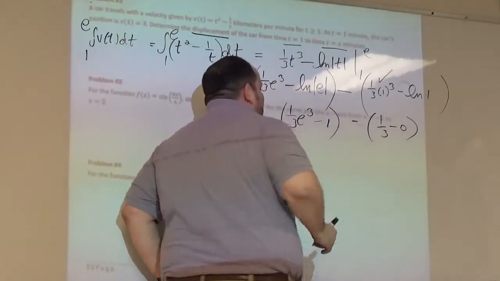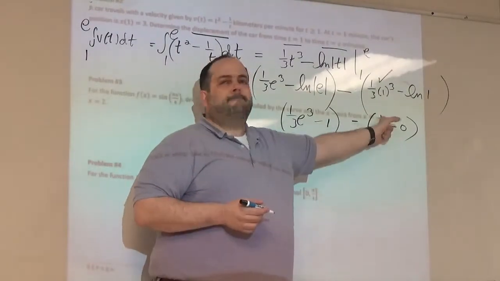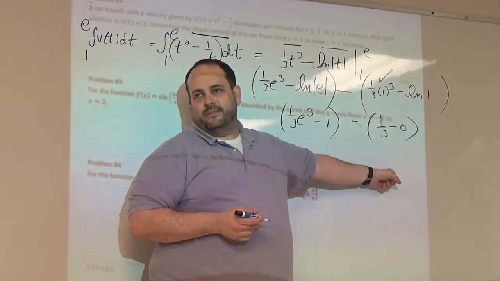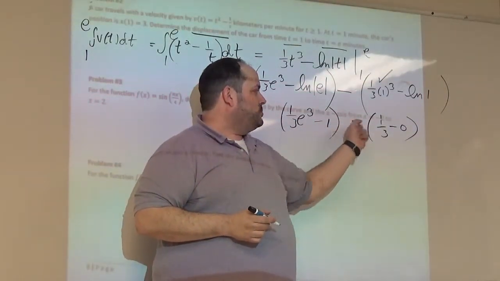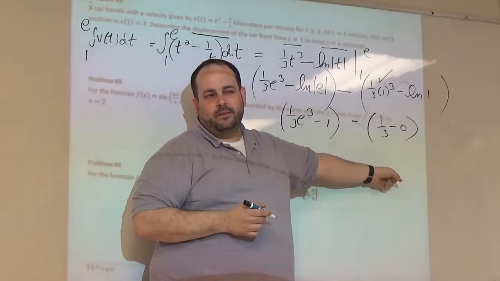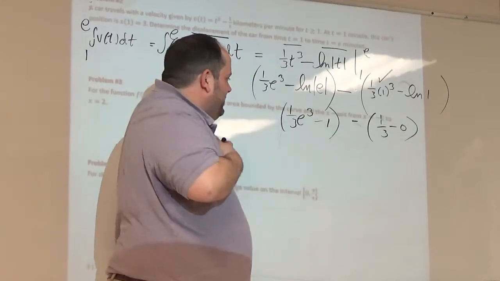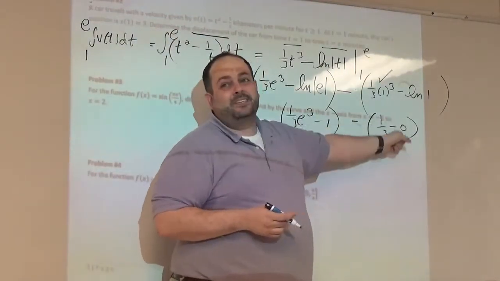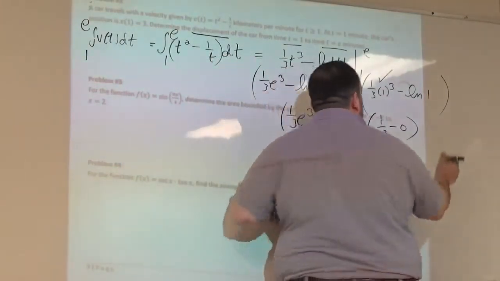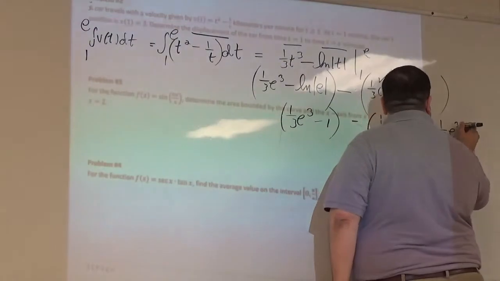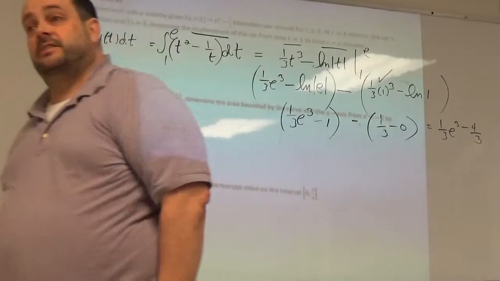Okay, now don't blow it with the simplifying. 1/3 e cubed minus 1 minus 1/3. Please don't mess it up with the simplifying here. The 1 and the 1/3: negative 1 minus 1/3. Negative 3/3 minus 1/3 is going to be negative 4/3. Now, depending on the problem, that might not be the best final answer.